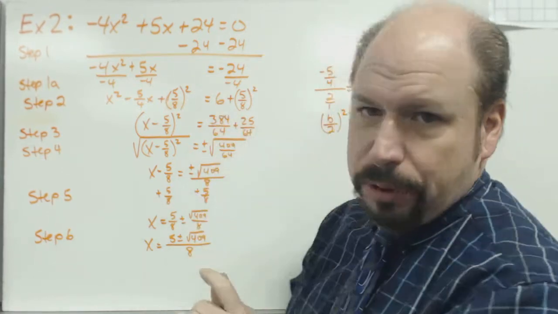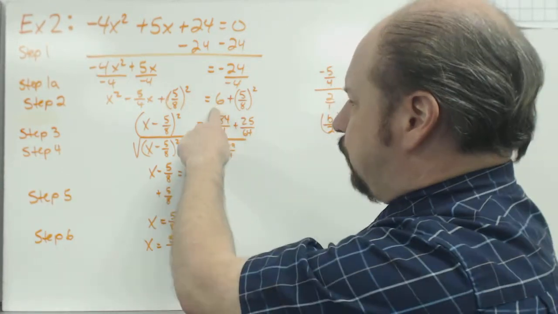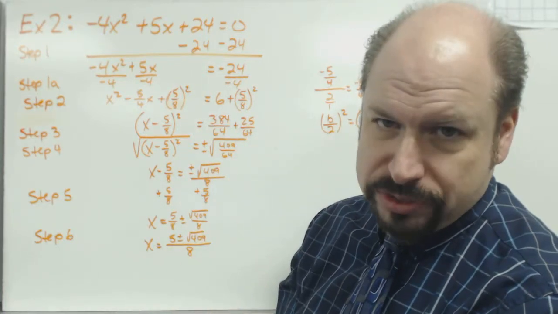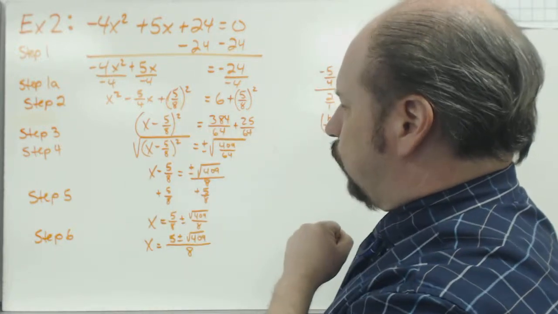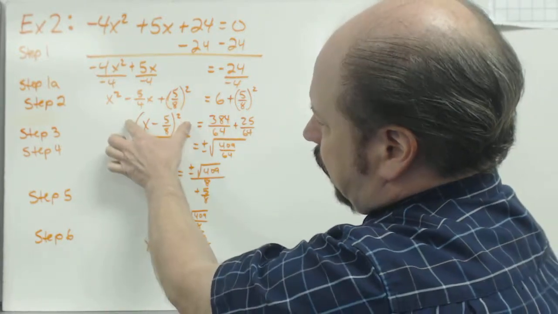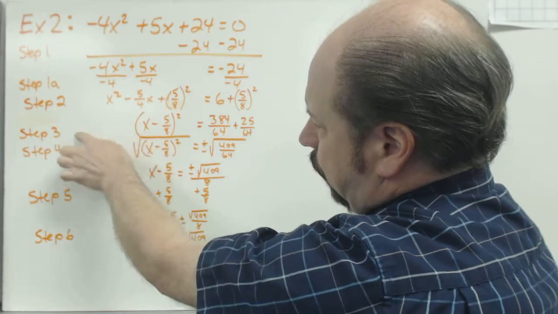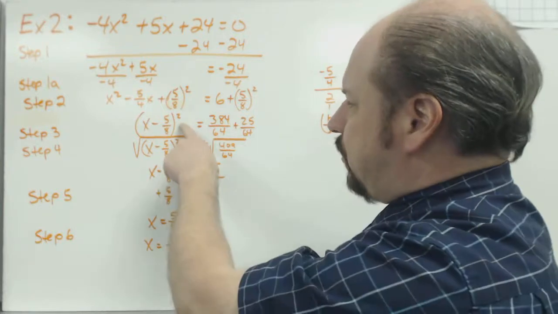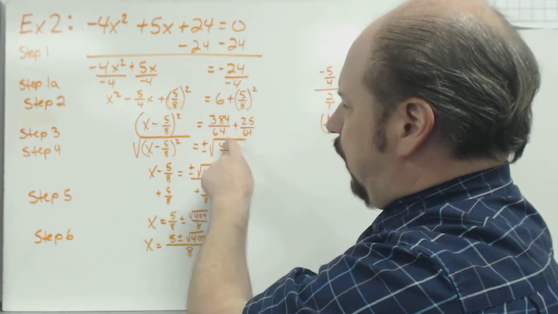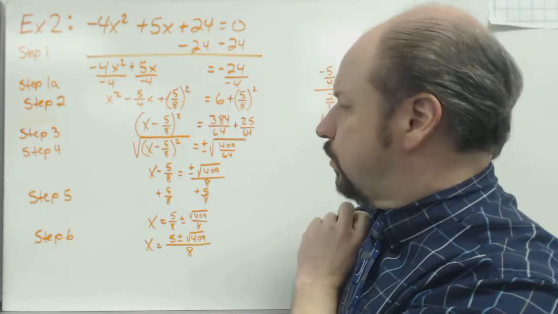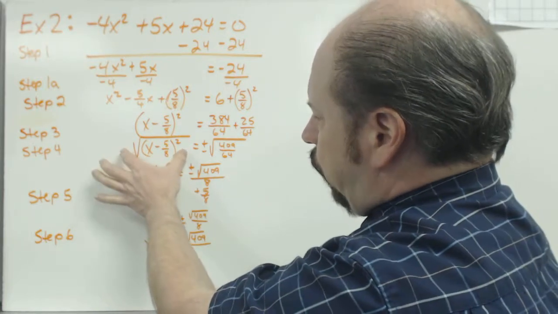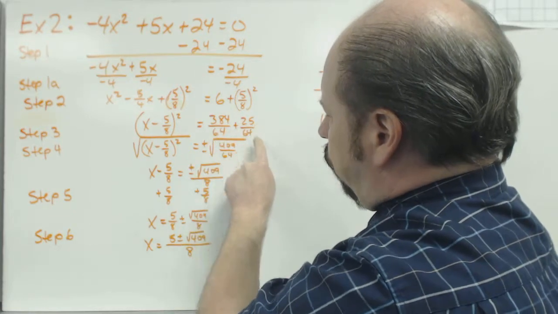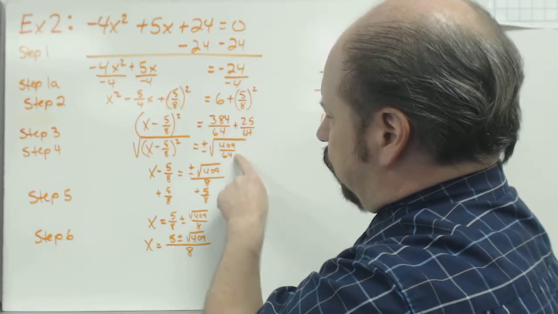And so at the same time I went ahead and wrote this as something over 64. I just multiplied 6 over 1 by 64 over 64, which gives us 384/64. Okay, on this side I went ahead and rewrote that like we do in step 3, rewrite it as a perfect square. So we have x minus 5/8 quantity squared equals 384/64 plus 25/64. Okay, now go ahead and take the square root of both sides. So I did simplify here. 384 plus 25 is 409 over 64.